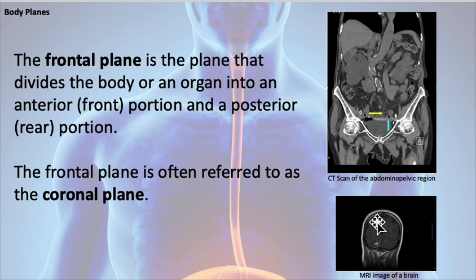And here we have a frontal view of the brain. So we can see this particular image. The individual is perhaps facing away from us, and we're seeing a posterior view, and this cut allows us to see the rear portion of the brain. The frontal plane is often referred to as the coronal plane as well. This is just another name for it.